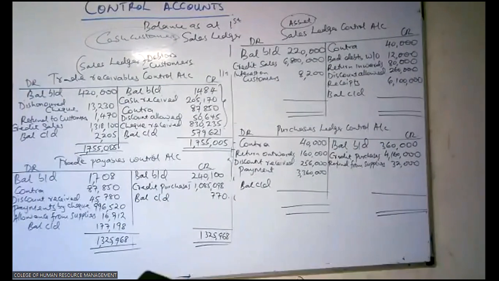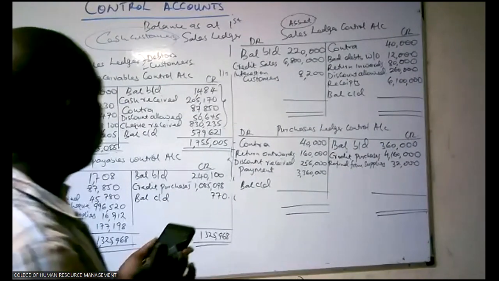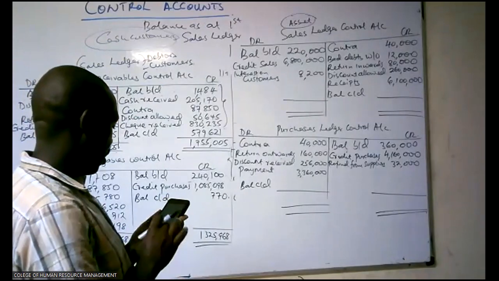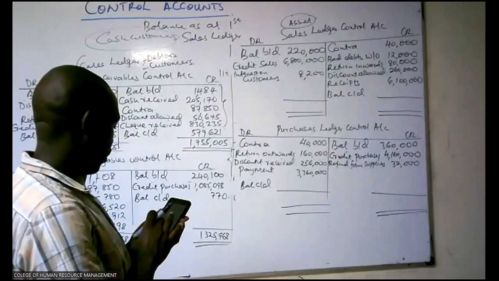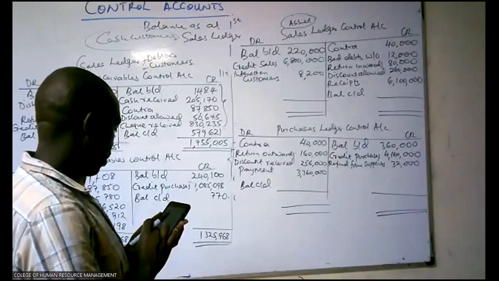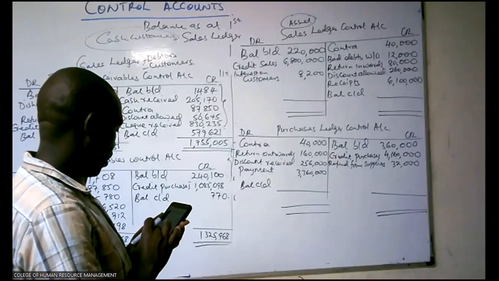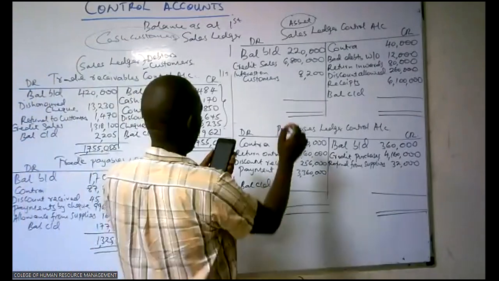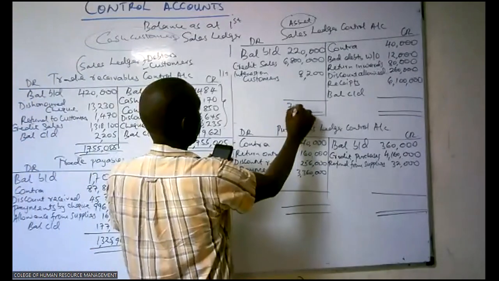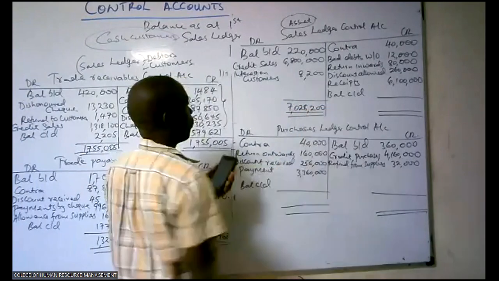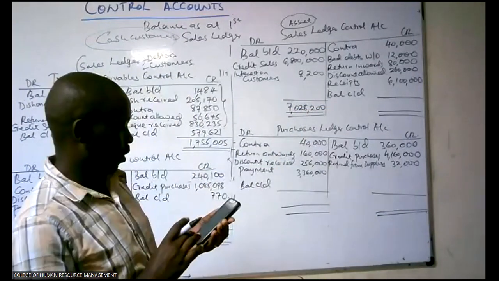Let us do the first one. The debit is 20,000 plus 6,800,000 plus 8,200. I don't know whether you are getting the same 7,028,200. Yes, it's the same.